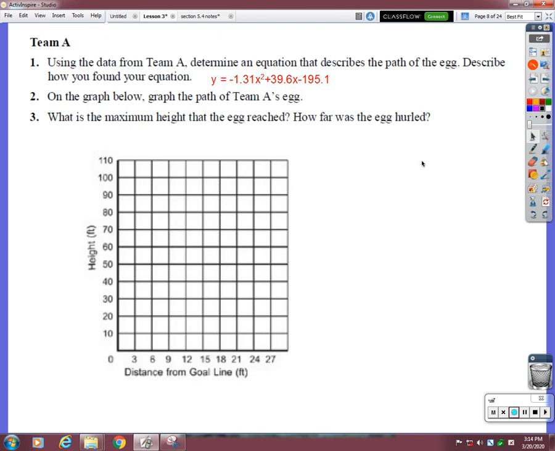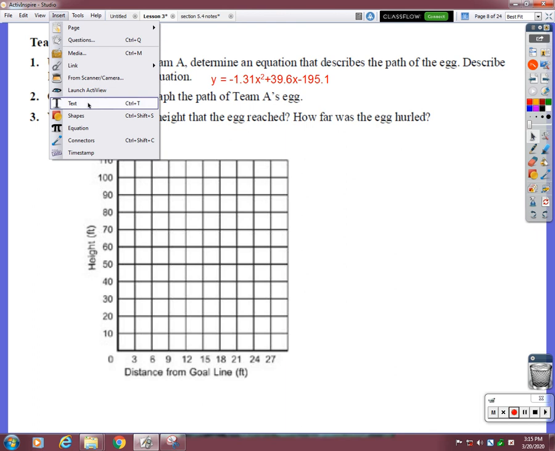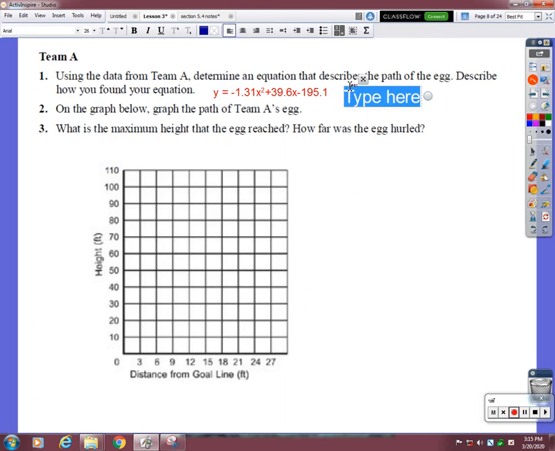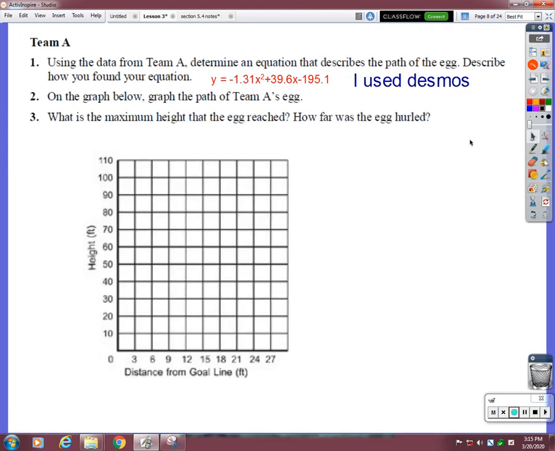Using the data from Team A, determine an equation that describes the path of the egg. Describe how you found your equation. So this is the equation that I came up with, and the way that I would describe how I came up with that is I used Desmos. So that is not something that I would expect that you would be able to come up with on your own. So then it says on the graph below, graph the path of Team A's egg.